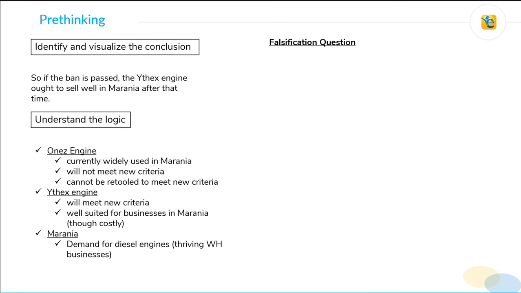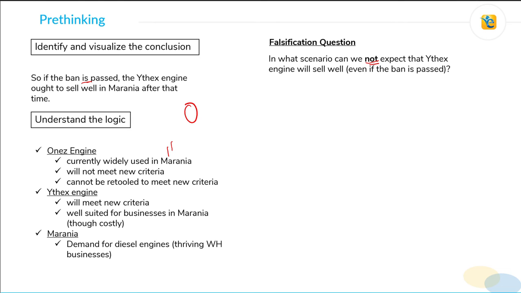Okay, so let's frame the falsification question. In what scenario can we not expect that the Ythex engine will sell well, even if this ban actually gets passed? When you think about the situation, you have to think about the logical gaps. The author's core logic is based on the fact that currently one's is the major player, but once this ban is implemented, one's is going to be banned. On the other hand, Ythex is going to have a field day because it meets the criteria and it is well suited. What has the author not told us anything about?